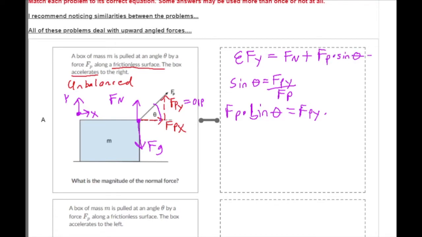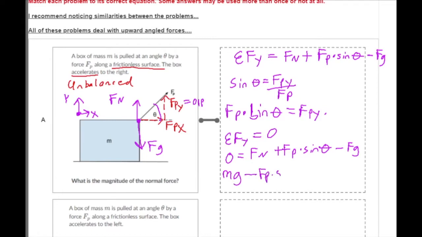After we add that over, we're going to subtract force gravity. Luckily, this object is just accelerating to the right. It's not accelerating up and down. So net force in the y is really just 0, because it's not experiencing any y acceleration. So we can say that 0 is equal to force normal plus Fp times sine theta minus force gravity. To solve for force normal, we add force gravity over and subtract Fp sine theta. Force gravity is really just mg, so we get mg minus Fp times sine theta, and that's going to give us force normal.